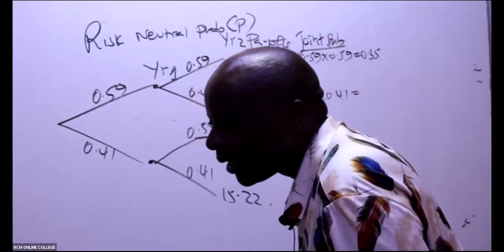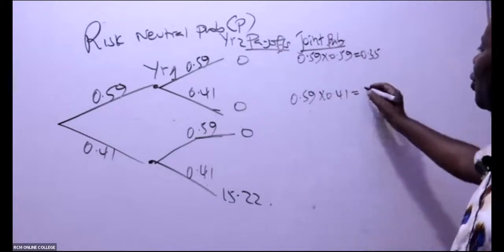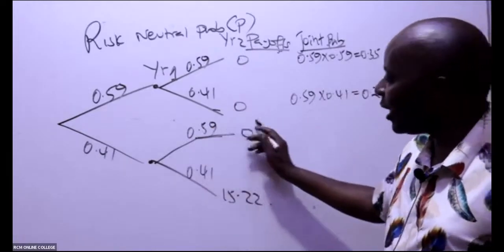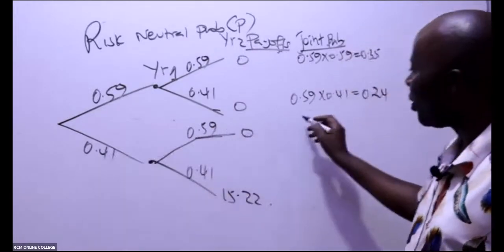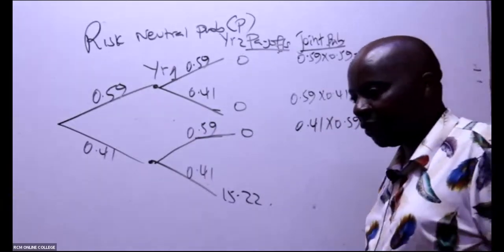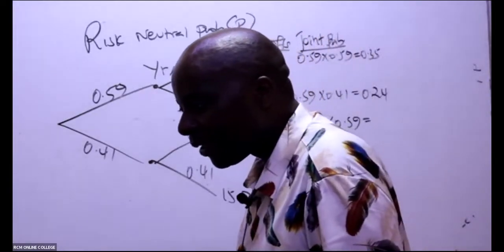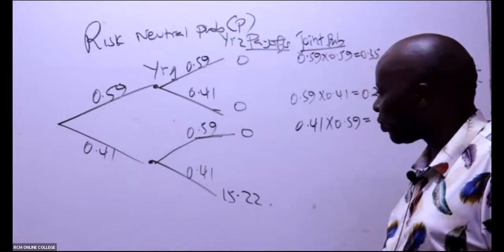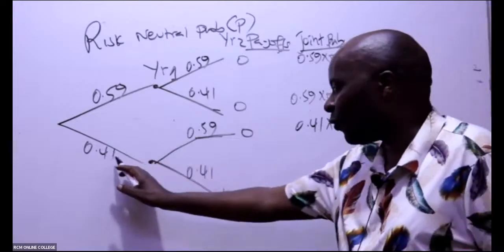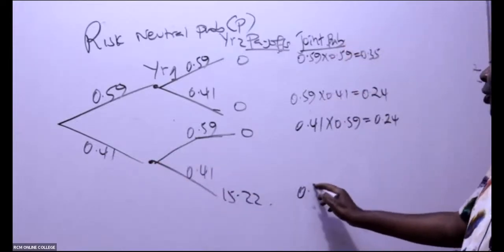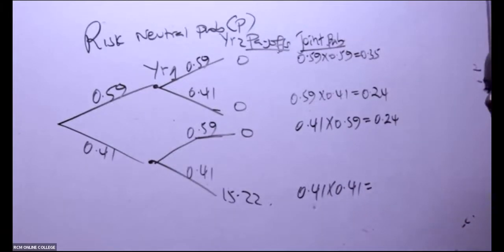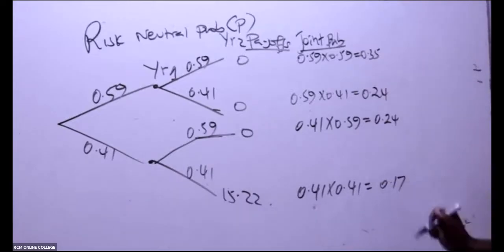Which answer? 0.24. Yes, please come to branch number 3 now. So you're following it. This will be 0.41 times 0.59, which will end up giving us what figure, ladies and gentlemen? They're telling me 0.24, 0.24. And then we have 0.41 times 0.41. Is there somebody who is able to give me this figure? I'm being told it's 0.17.